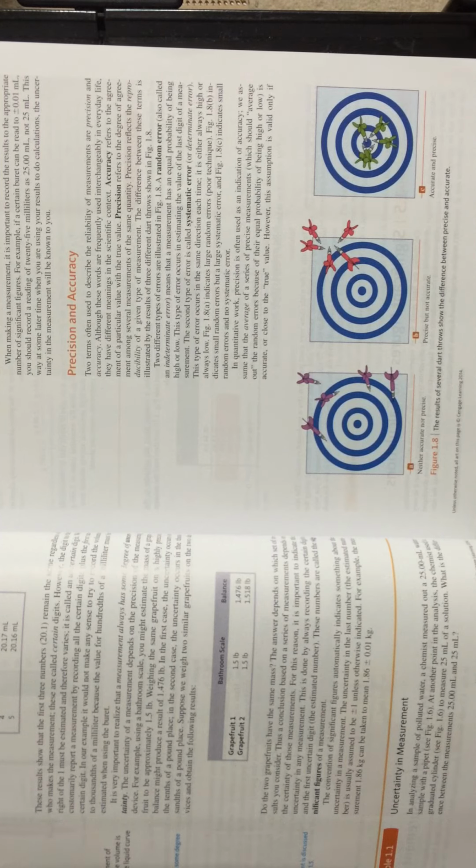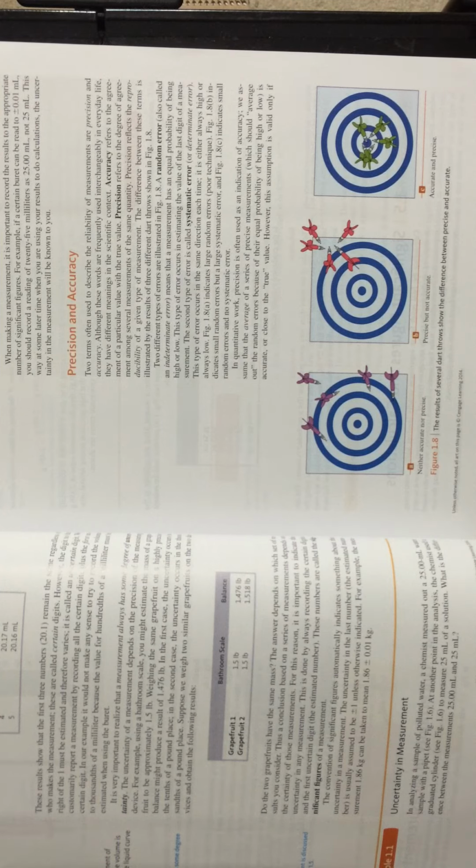Suppose we weigh 2 similar grapefruits on the 2 devices and obtain the following results. Do the 2 grapefruits have the same mass? The answer depends on which set of results you consider. Thus, a conclusion based on a series of measurements depends on the certainty of those measurements. For this reason, it is important to indicate the uncertainty in any measurement. This is done by always recording the certain digits and the first uncertain digit.